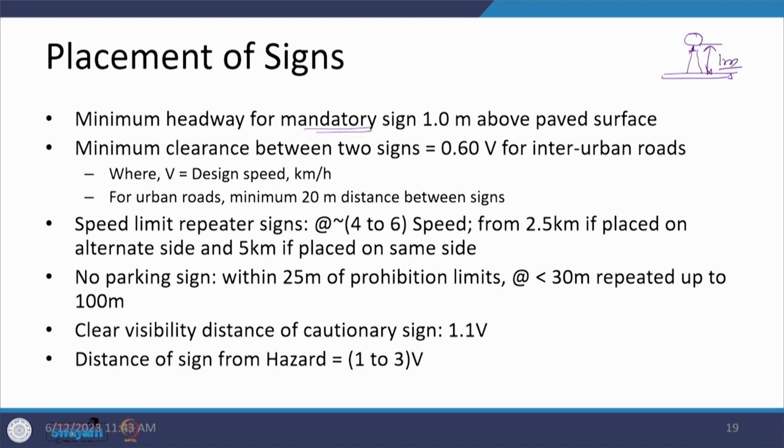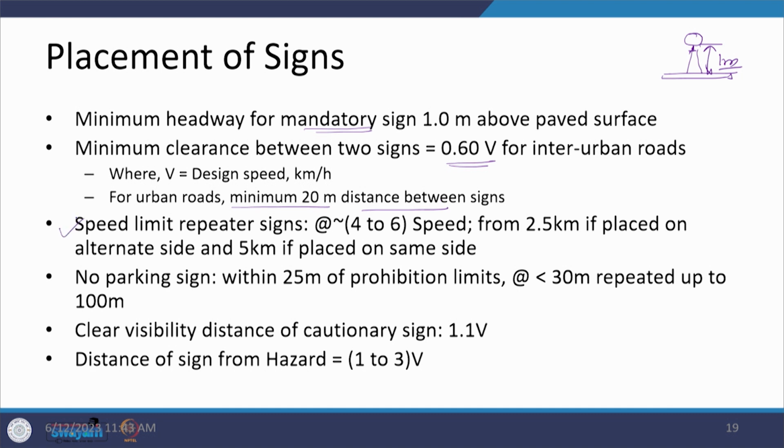Another one is the minimum clearance between two signs. There may be a condition where there is multiple information which needs to be passed to the driver. In those cases, what needs to be done? We cannot have many signs at one location. So, if we are having two different locations, then this distance is defined as 0.6 V for the inter-urban roads, and V is the design speed. It means, if the design speed is 60 kilometers per hour, then this comes out to be 36 meters. Whereas, in the case of urban roads, the minimum 20 meter distance between the signs needs to be provided.